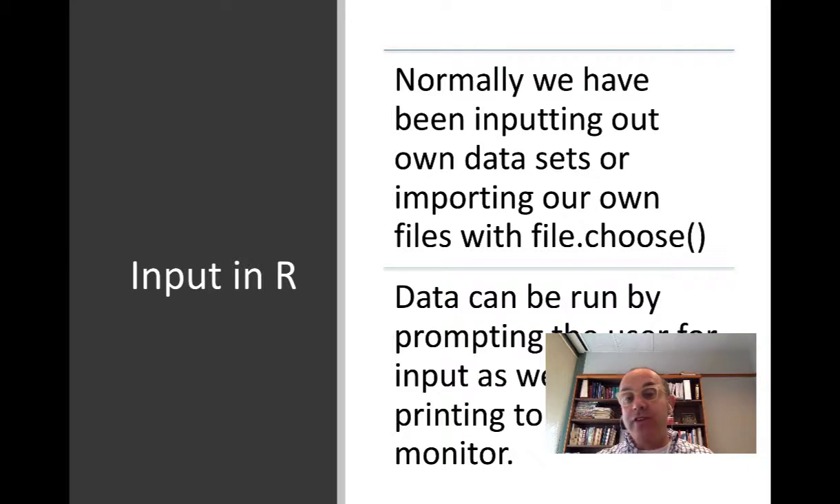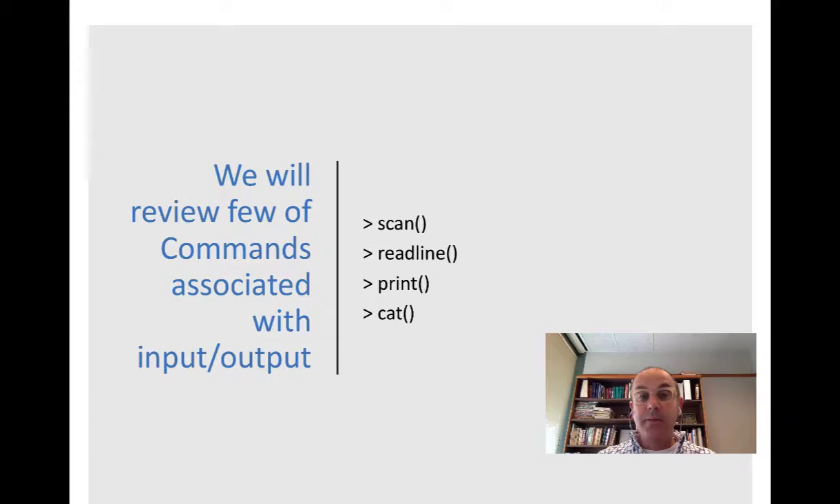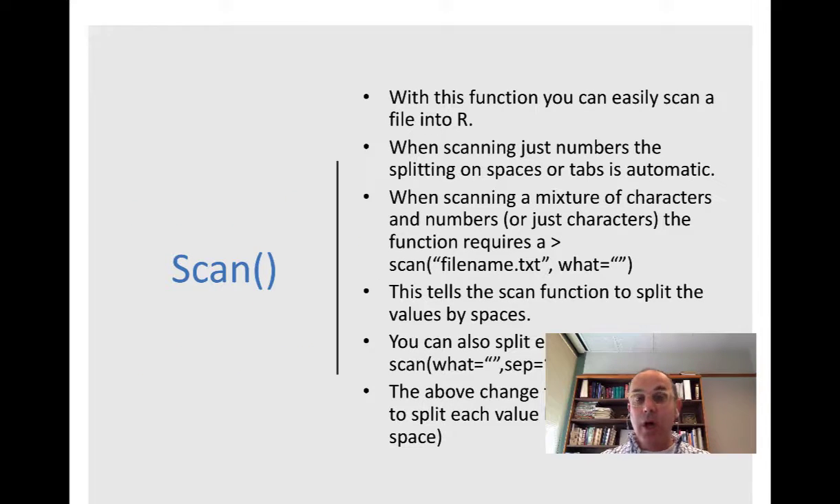So the input in R normally has been input from a data set, for example choosing your own files, or the program can prompt the user to input as well, and print to the monitor. So sometimes it asks for your input in order for you to complete the task. We will cover the following commands: the scan command, the readline command, and the print and the cat commands. I'm adding print and cat, and I'll try to make a connection between them in order for you to understand what they entail.